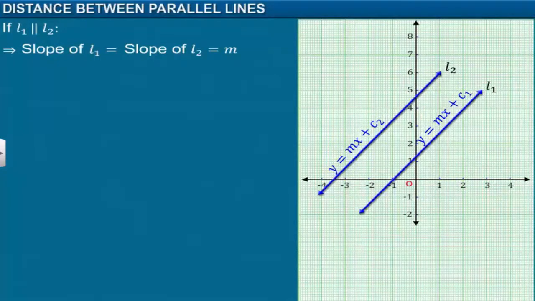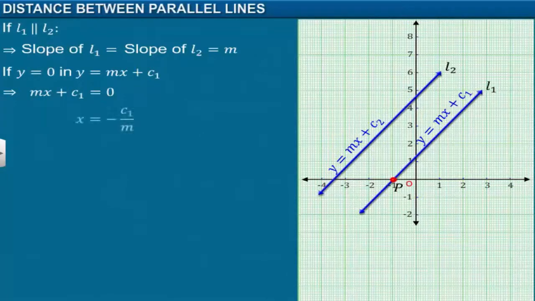Let line L1 intersect the x-axis at point P. Since point P lies on the x-axis, its y-coordinate is equal to 0. Substituting this value of y in the equation of line L1, we get the x-coordinate of point P as minus c1 upon m. Therefore, the coordinates of P are minus c1 upon m, 0. The distance between lines L1 and L2 is equal to the length of the perpendicular drawn from point P to line L2. Let this distance be d.